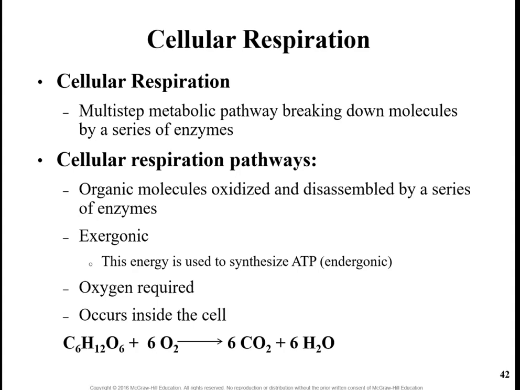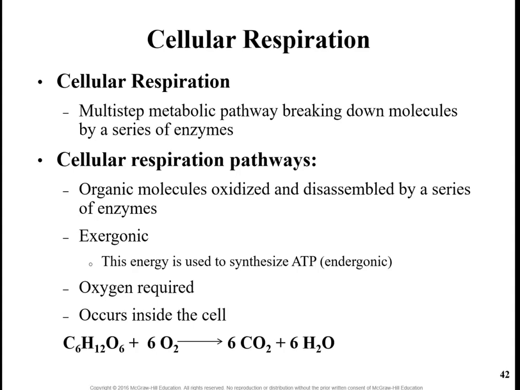Okay, so let's take everything we just learned and apply it to cellular respiration. Cellular respiration is a multi-step metabolic pathway breaking down molecules by a series of enzymes, and its ultimate goal is to produce ATP, or energy, for the cell. In the cellular respiration pathways, organic molecules are oxidized, or they give up electrons, and they're disassembled by a series of enzymes.